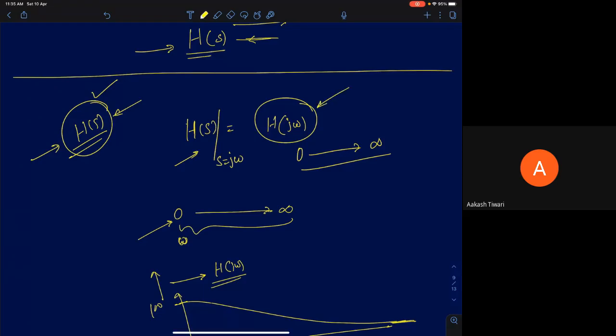Now you don't need to feed sinusoids to the system and check the response, right? You don't need to do that. Instead, you can directly get the transfer function. Once you get the transfer function, just substitute S equal to j omega, and you get your frequency response.